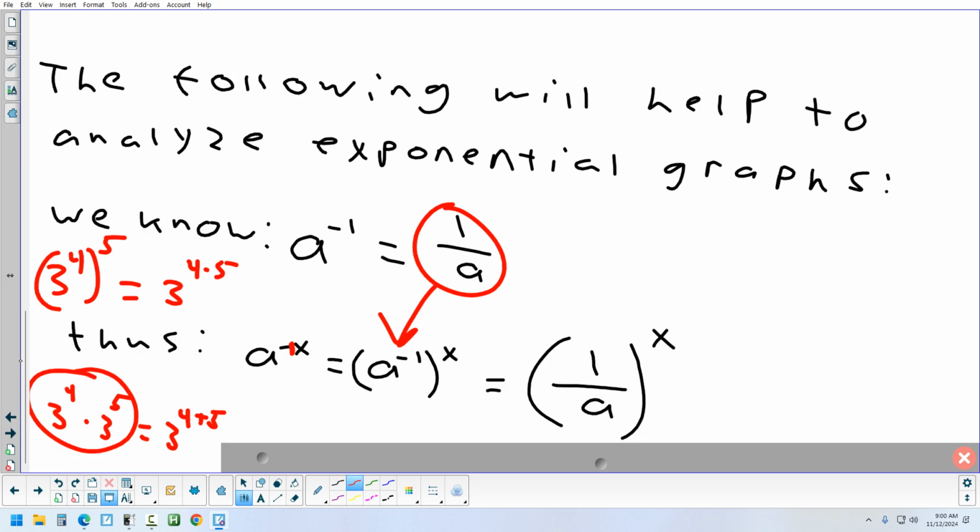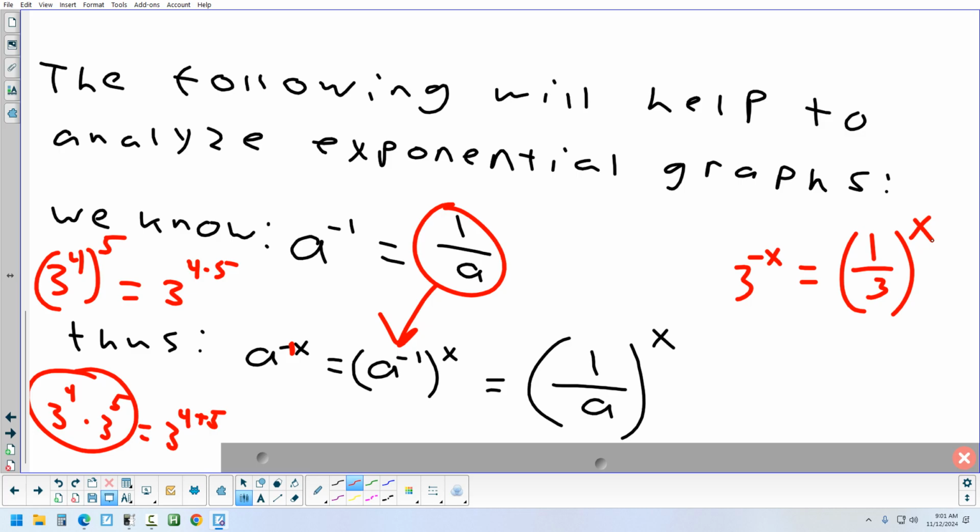So what if I had 3 to the negative x? What would that turn into if I rewrote it with a positive exponent? How about somebody other than the 3 in the front? You guys are doing great. 1 over 3 in parentheses to the x. 1 over 3 to the x.